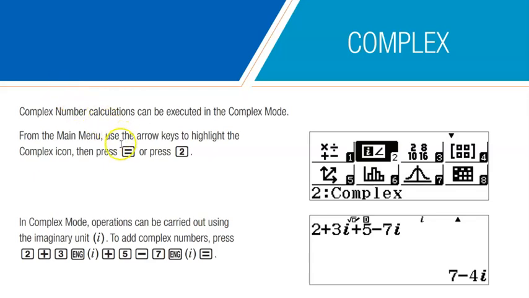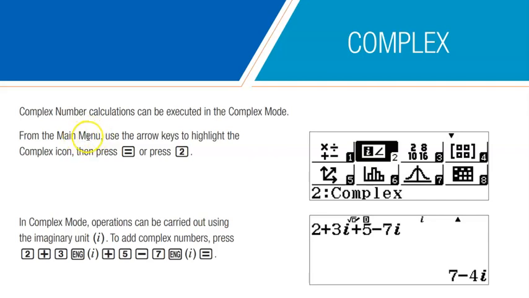Now, how do we use the Casio FX991EX ClassWiz calculator, the black and white one, to do the complex modes? First, there is a menu button. So click on the menu button, which is next to the on button.